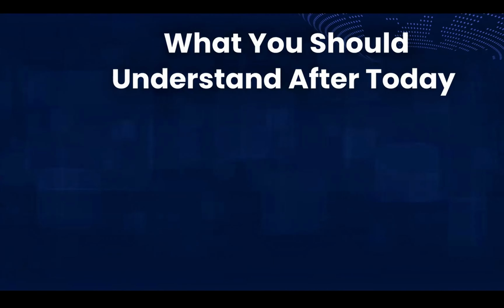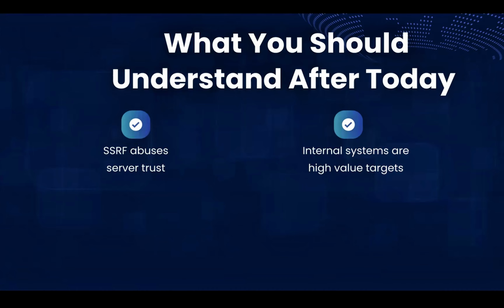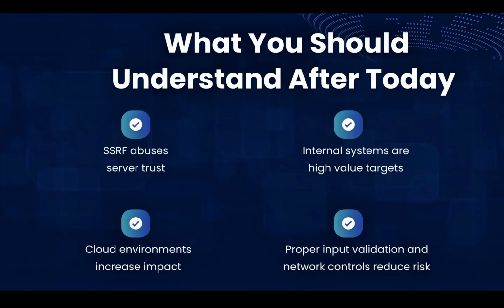What have we learned so far in this lesson? We've learned that SSRF abuses server-level trust. We have seen that internal systems are high-value targets. We've seen that cloud environments amplify impact. We've also seen that proper input validation and strict network controls can significantly reduce the risk of SSRF. And the summary of what we've learned so far is that we should never assume internal means safe. The fact that it is an internal network does not mean that it is safe.